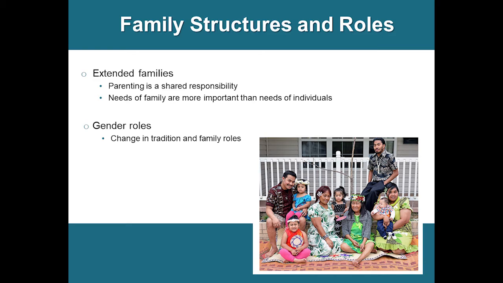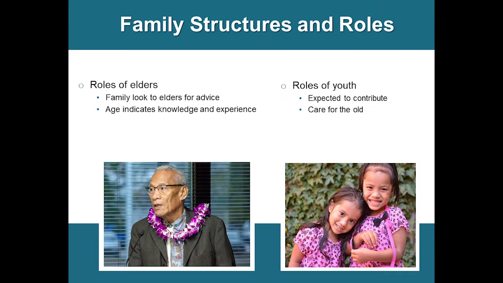In the States, both husband and wife have to work and provide for the bills. Roles are the same, but women work and take care of the house. Roles of elders. Elders have prestigious status in Marshallese families. Family members look to elders for advice. Age indicates knowledge and experience, and older adults are respected for their knowledge.